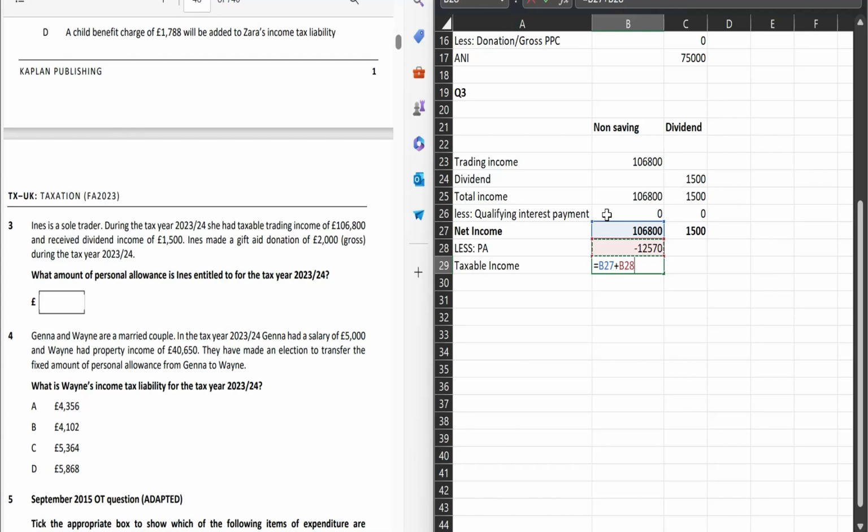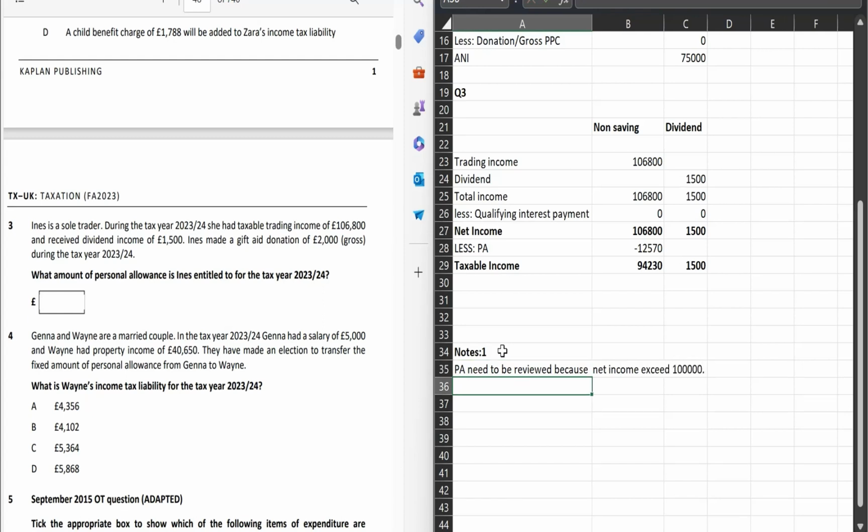Just a second, we have to check whether our personal allowance is reduced or not. Why? Because our net income exceeds 100,000. So now we will check whether our personal allowance will be reduced to 0 or not, or by how much it will be reduced. Why? Because our net income exceeds 100,000, right? So PA review, note 1. Personal allowance needs to be reviewed because net income exceeds 100,000.